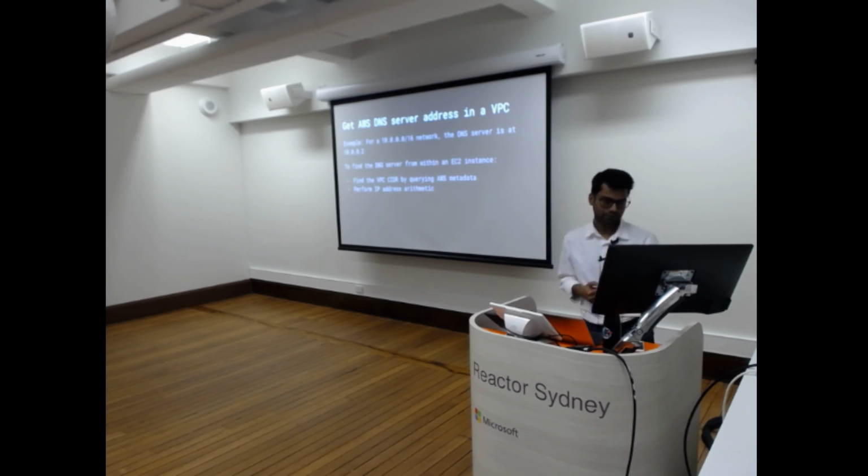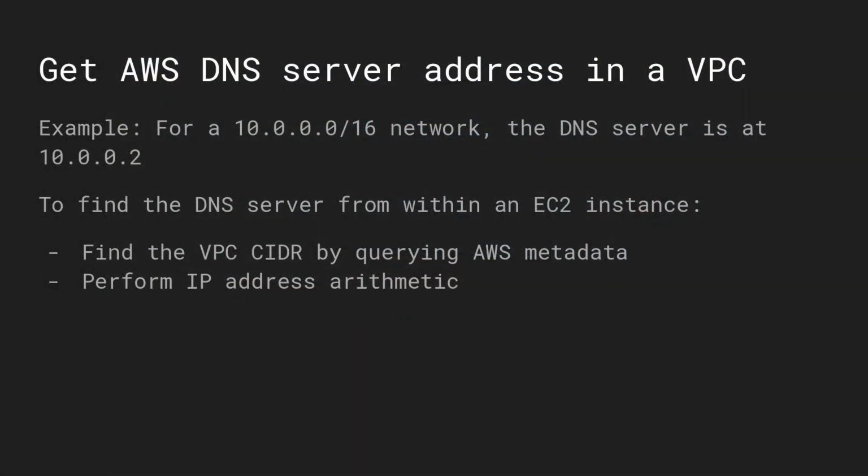I built the binary for each operating system, which is pretty easy using the GOOS flag, and then just put it on the EC2 AMIs and called it in the user data script. Just so that we are on the same page, for example, if 10.0.0.0/16 is your network, the DNS server for the VPC is at 10.0.0.2. So essentially, at runtime, from within the EC2 instance, you query the AWS metadata, figure out the VPC CIDR, and then perform a bit of IP address arithmetic, and that gives you your DNS server address.